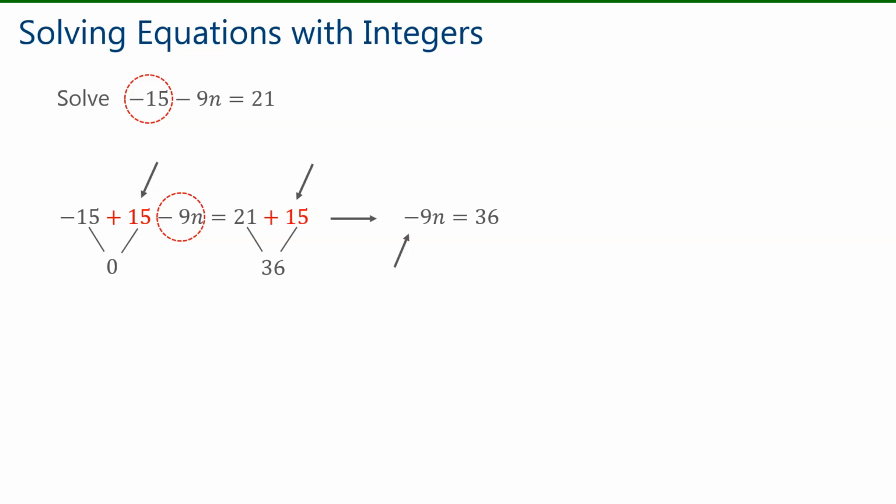The opposite of multiply by negative 9 would be to divide by negative 9. So to isolate the variable, we need to divide both sides of the equation by negative 9. Negative 9 divided by negative 9 cancels out, and 36 divided by negative 9 is negative 4. So the solution is n equals negative 4.